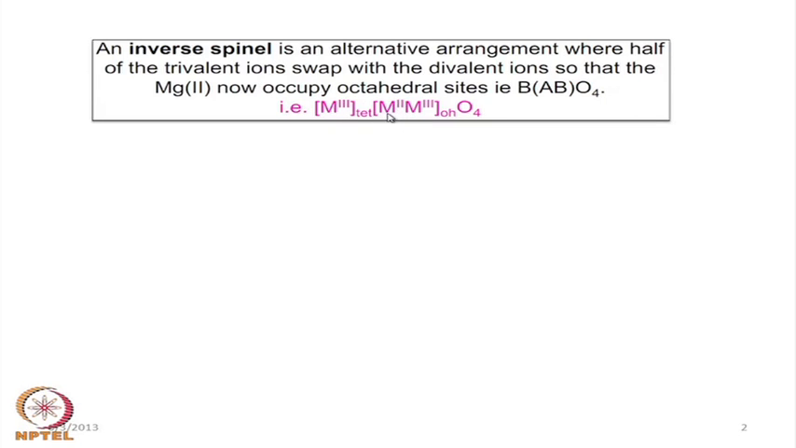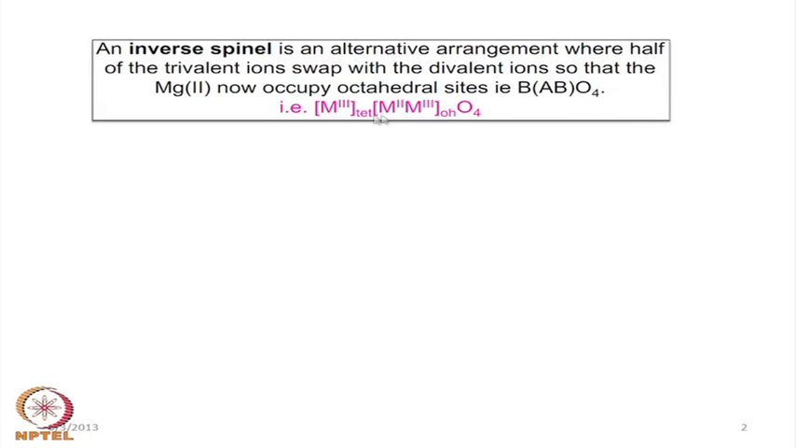So, substitution can take place as we move one or more of these bivalent ions from tetrahedral to octahedral sites, by substitution of the trivalent metal ions from the octahedral sites.